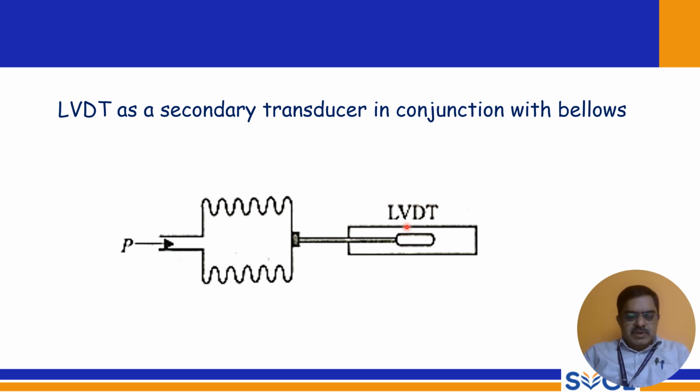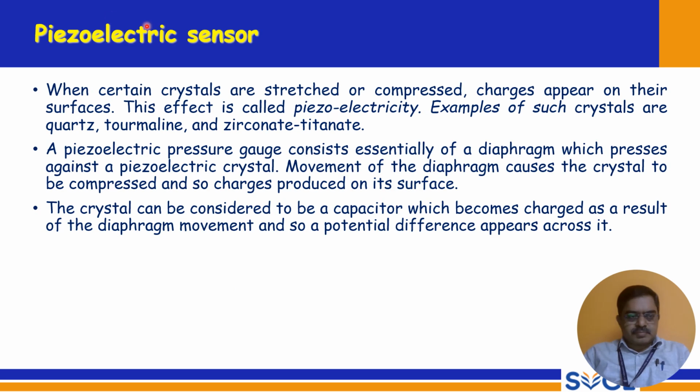And next we have the piezoelectric sensor. When certain crystals are stretched or compressed, charges appear on their surfaces. This effect is called piezoelectricity. Examples of such crystals are quartz, tourmaline, and zirconate titanate. A piezoelectric pressure gauge consists essentially of a diaphragm which presses against a piezoelectric crystal. So the crystal is pressed here with the compression movement. The movement of the diaphragm causes the crystal to be compressed, and so charges are produced on its surface.